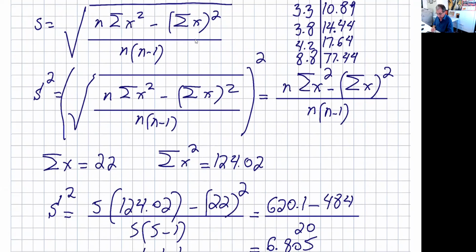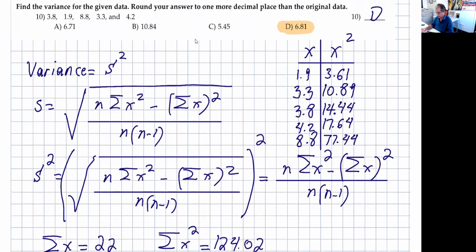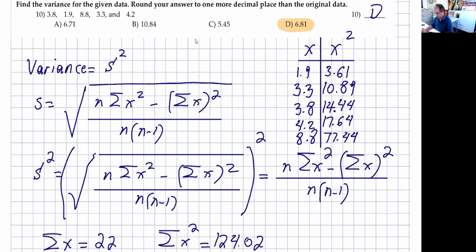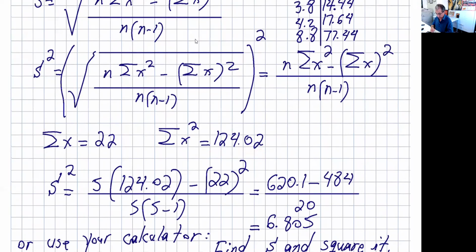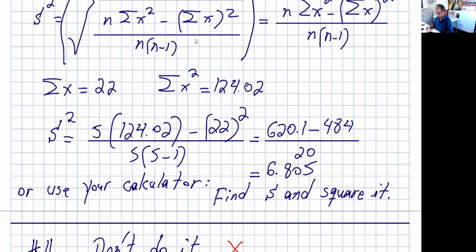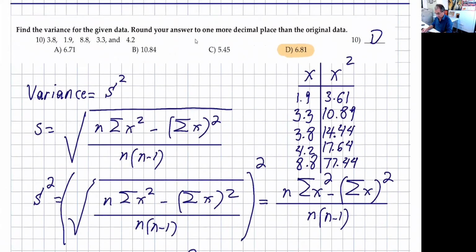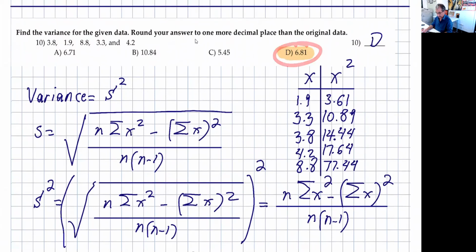The sum of x's is 22. For the sum of x's squared, this is small data, so you can do the hand calculation, and you get 124.02. Then you substitute. N is 5 because we have 5 numbers in the data. You substitute, and you get 6.805. Or use your calculator. But the calculator doesn't give you the variance. The calculator gives you S. You find S and square that number, and you're going to get the answer. Let's check the answer. The answer is D.